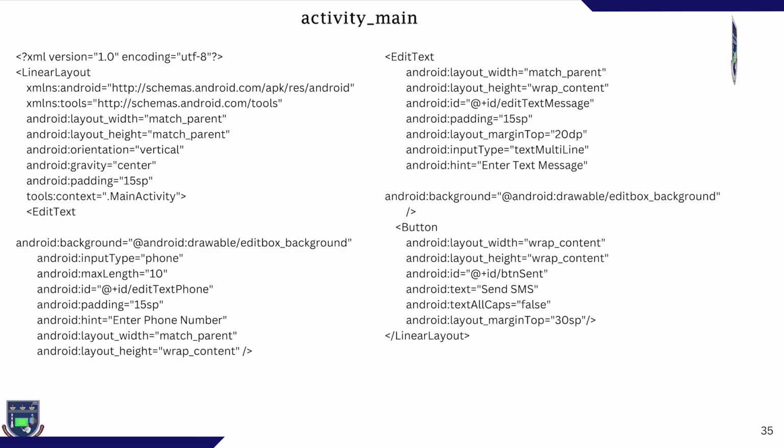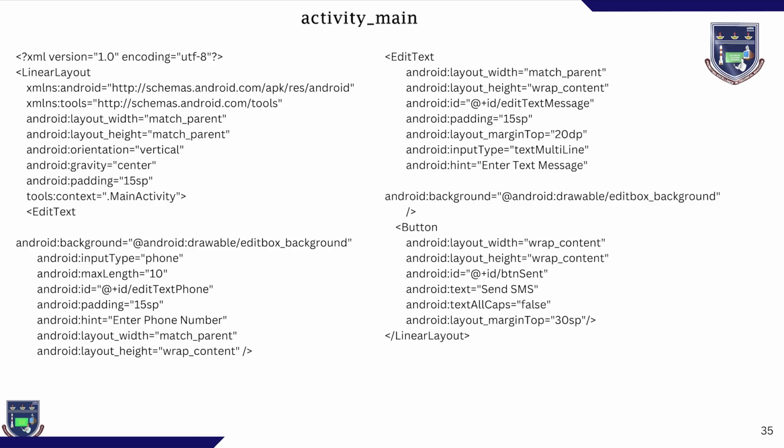Now let us look at the first component, that is an EditText. This EditText is meant to accept the user's phone number. Here we have used the attribute android:inputType equals phone. This will restrict the input to the phone number format. We have also set maxLength equals 10, so this will ensure that only a 10 digit number can be entered, suitable for standard mobile phone numbers; others cannot be entered, and we will receive a warning message.